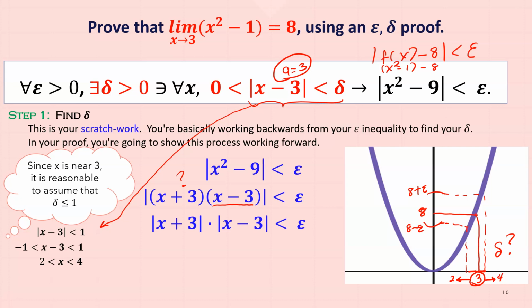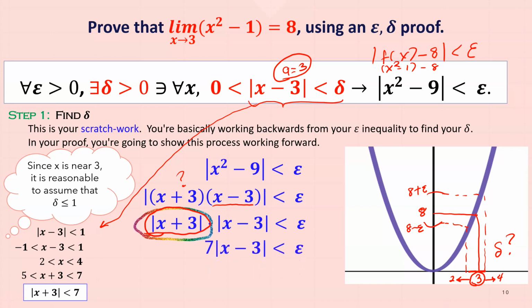So your delta is going to be a number so that x is somewhere in between, but not further than, 2 and 4. All right, if that's the case, then x plus 3 will be in between 5 and 7 when you add 3 to both sides, which means the absolute value of x plus 3 is less than 7. So this guy right here is less than 7. So we can say that 7 times the absolute value of x minus 3 is less than epsilon, so that x minus 3 is going to be less than epsilon over 7.